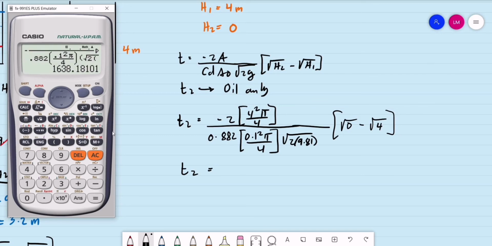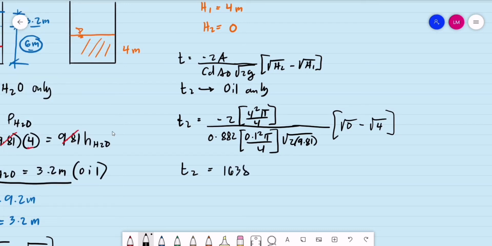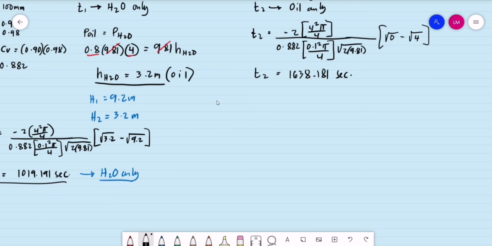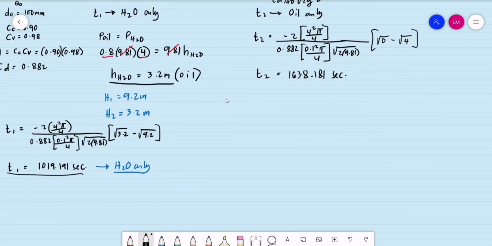Well, it's 1,638.181. So, 1,638.181 seconds. Okay, kaya lang yung nasa choices ay nasa minutes. Okay, i-compute na natin yung total time. Okay, the total time is basically time number 1 plus time number 2.